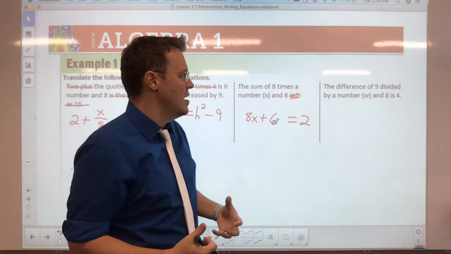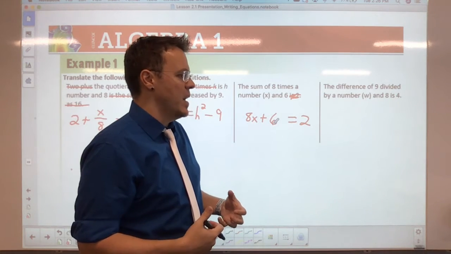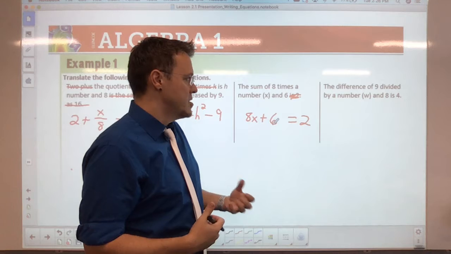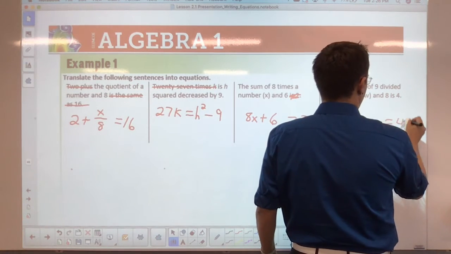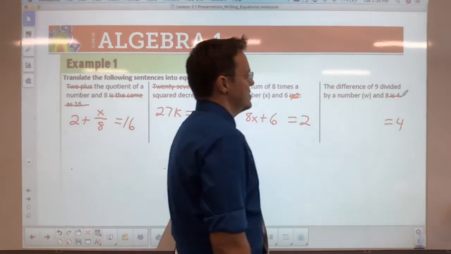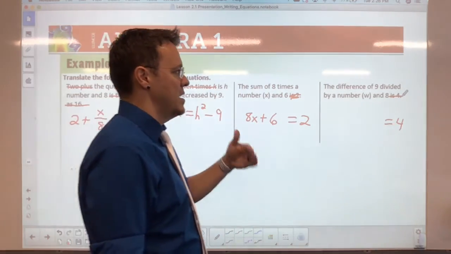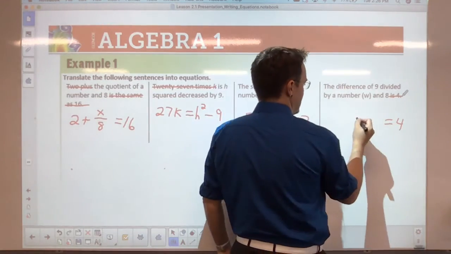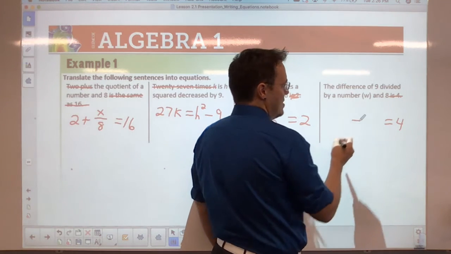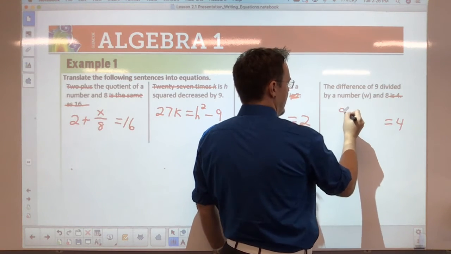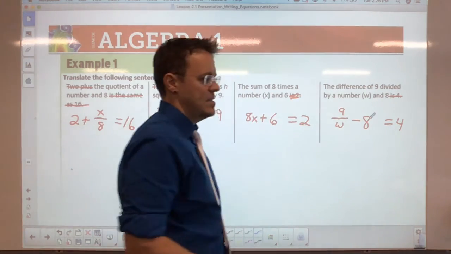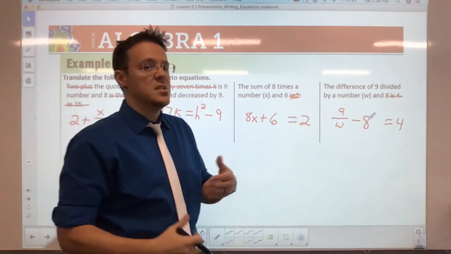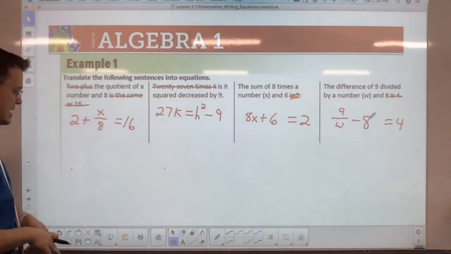The difference of n divided by a number w and 8 is 4. So we're ending with 4 again. Okay, the difference of 9 divided by a number. So we remember the difference is subtraction. Okay, so we know it's going to be 9 divided by a number w, and we know it's going to be 8. All right, simple enough. Just make sure you read through it slowly to get through it.